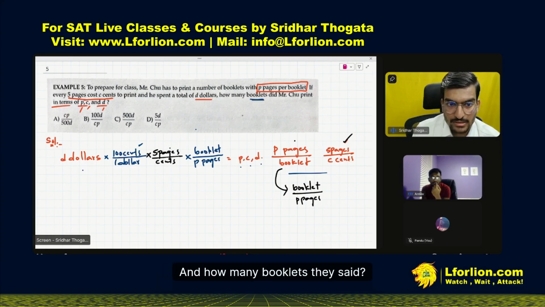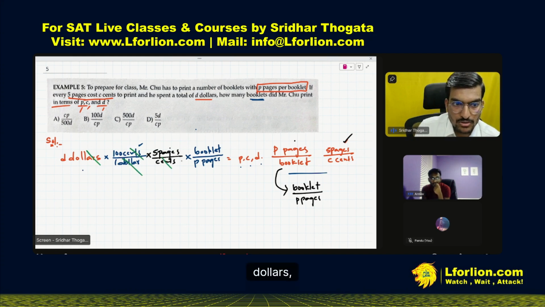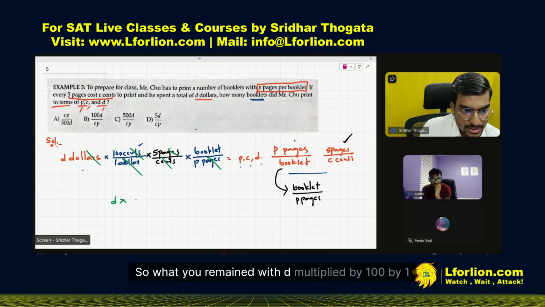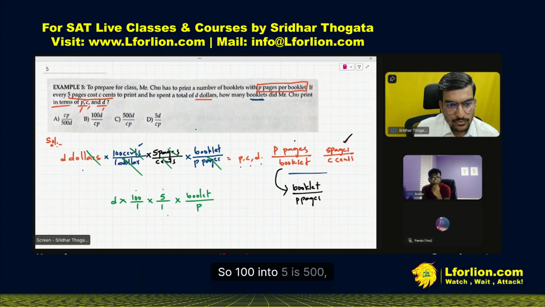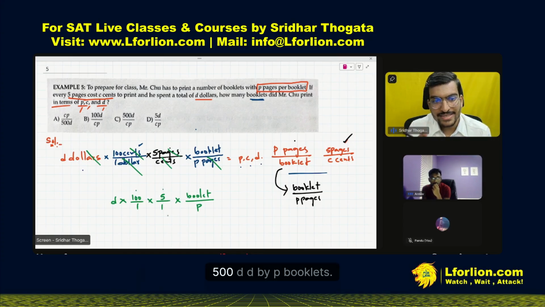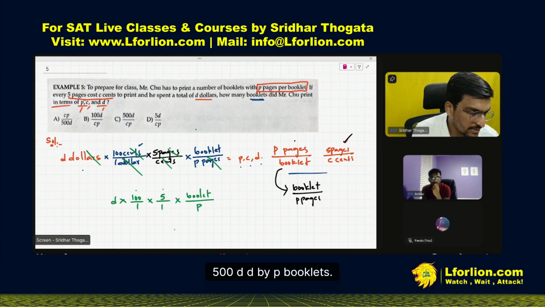Many booklets, they said, so we will get booklet also. We cross out this dollars, dollars, cents, cents, pages, pages. So what are you left with? D multiplied by 100 by 1 multiplied by 5 by 1 multiplied by booklet by P. So 100 into 5 is 500. 500D by P booklets.